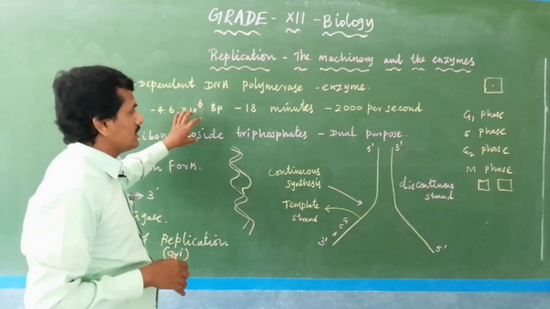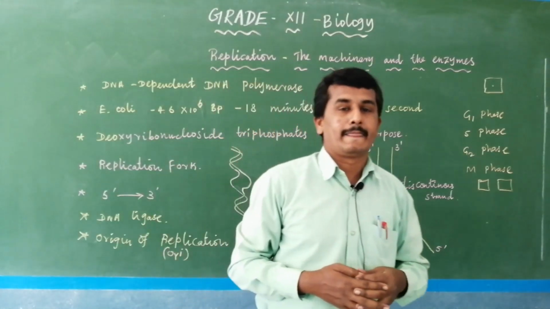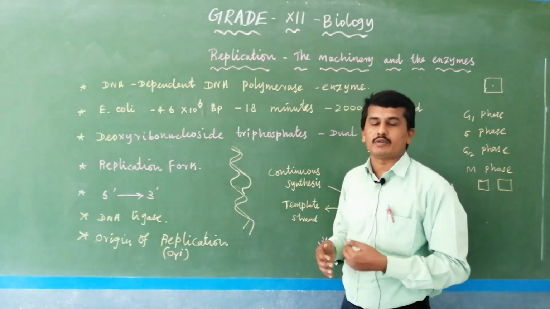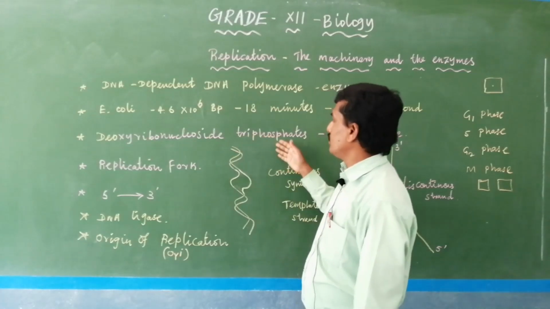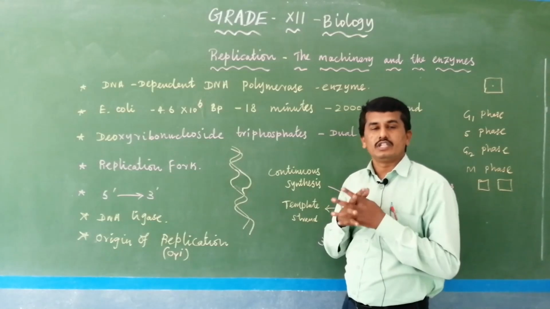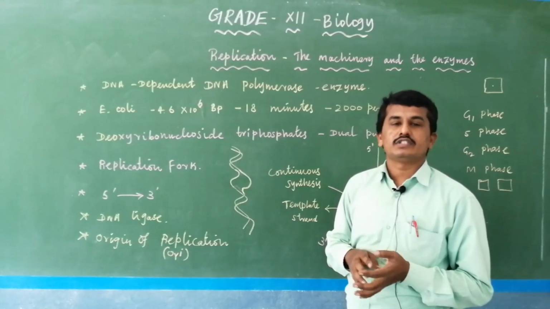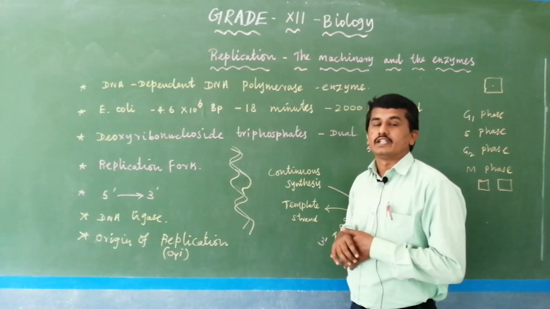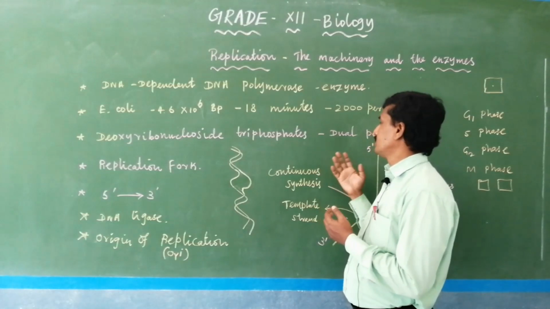So, this is actually an energy-needed process. The process of replication needs more energy. Energy means, normally we know that ATP is what provides energy to living reactions. But here, deoxyribonucleoside triphosphate, for example deoxyadenosine triphosphate, only it provides the energy to the particular process.